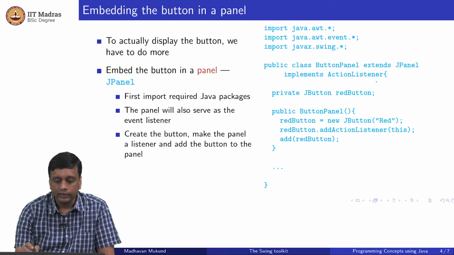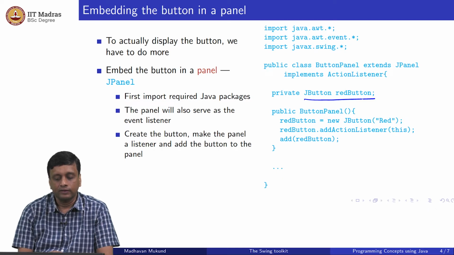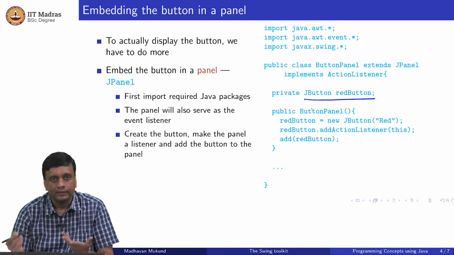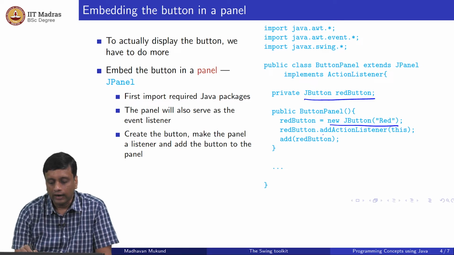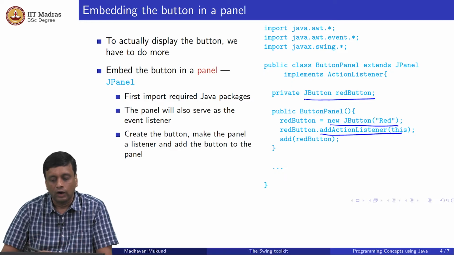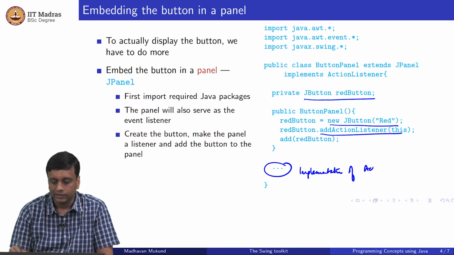So the first thing is to create a button. Here I declare a variable of type JButton, and now when I create a button panel, I create a new button. In this case, I am going to give it a label red. Then I am going to add this current panel as an action listener. I have not yet told you how this action listener is going to respond. That's going to be here. So this is going to be the implementation of this action listener part. So that's yet to come.